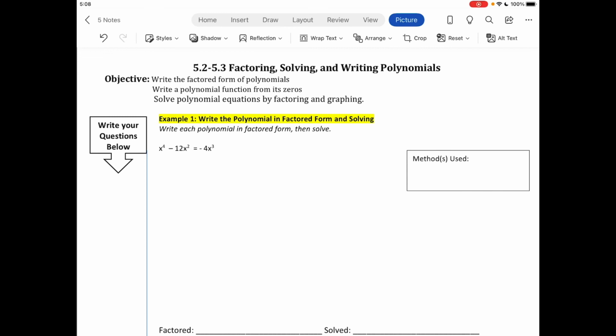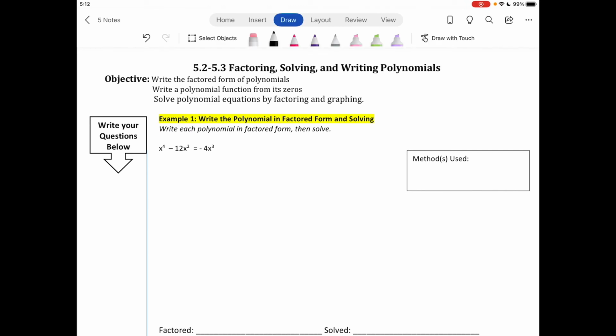We're going to mix 5.2 and 5.3 together so that we can learn how to write polynomials in factored form. Then we can go in reverse to write them from their zeros, and then we can also go ahead and solve the polynomials. First off, writing them in factored form and then solving. We'll factor polynomials with a lot of the same methods we used for factoring quadratics.